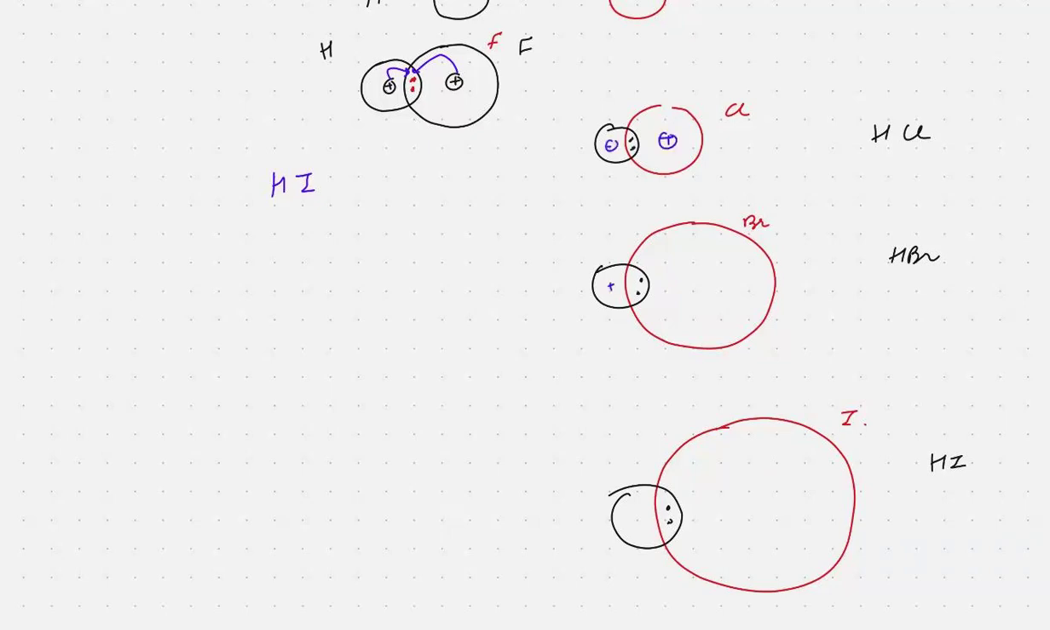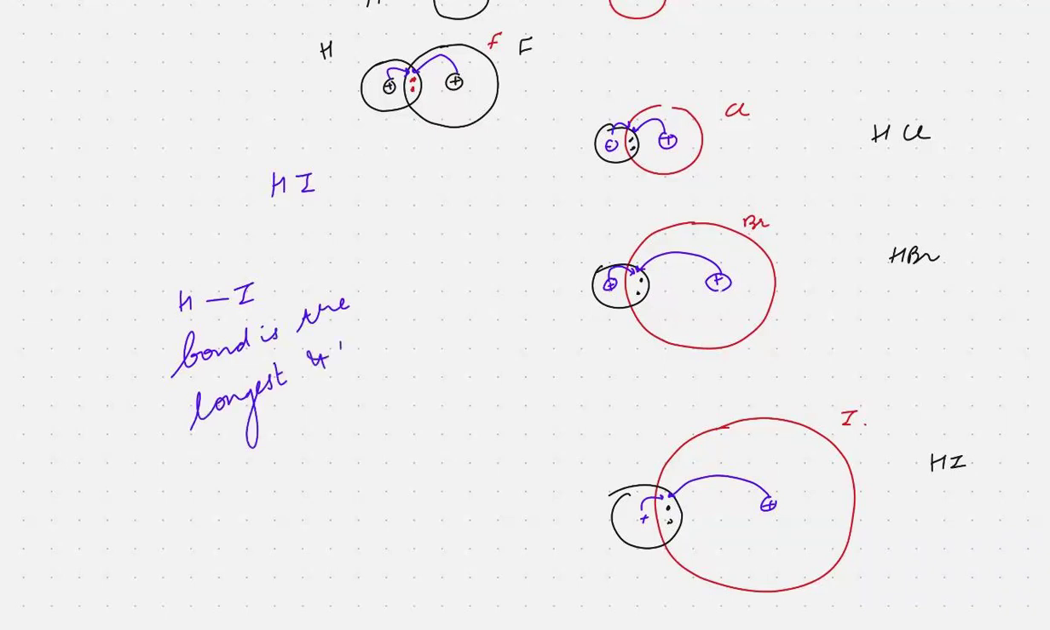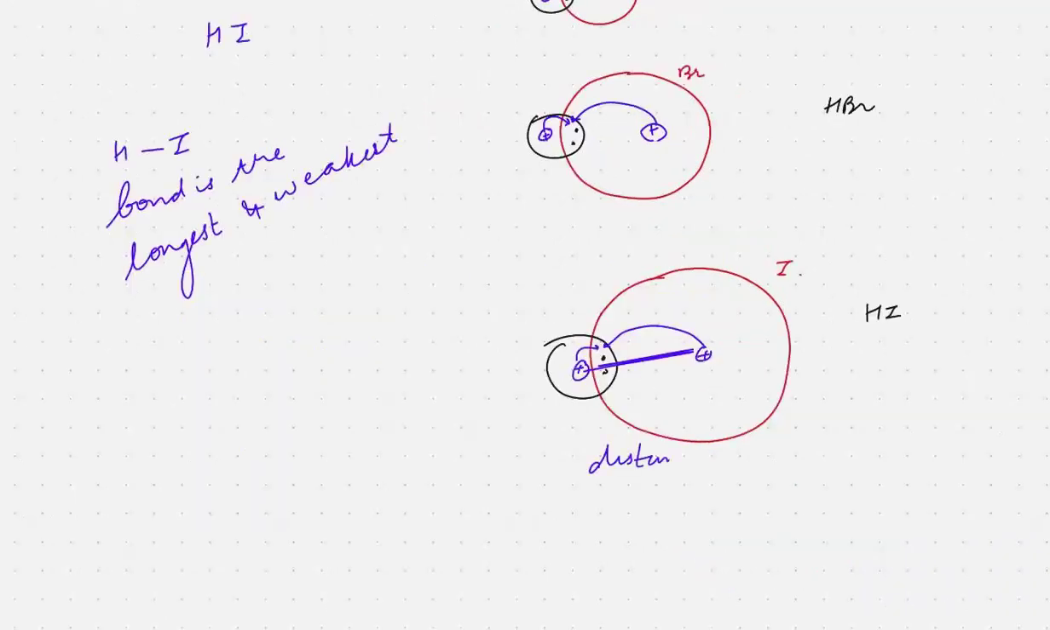So you understand that hydrogen is not changing its position. Here you get the attraction from two different sides. Here you get the attraction from bromine. Iodine gets even farther off. So can I say the HI bond is the longest and the weakest? Because the distance between the two nuclei is actually the bond length.